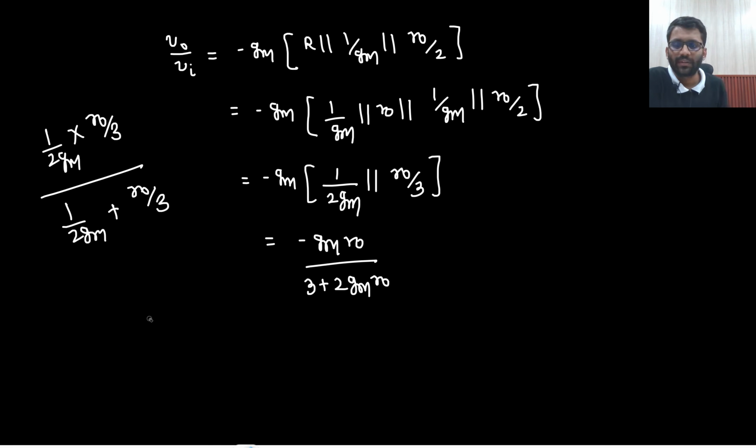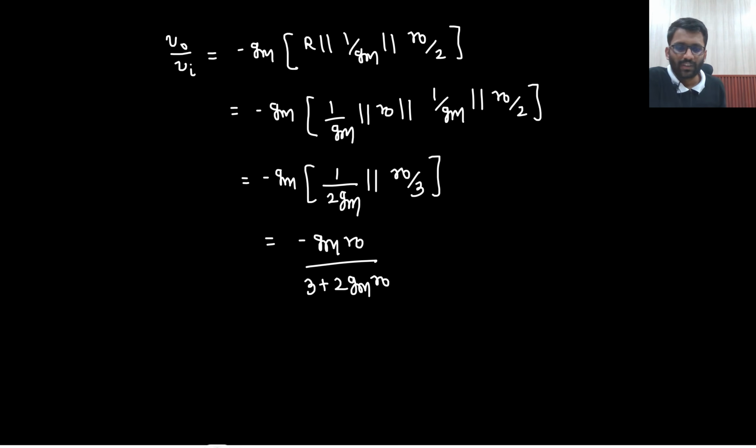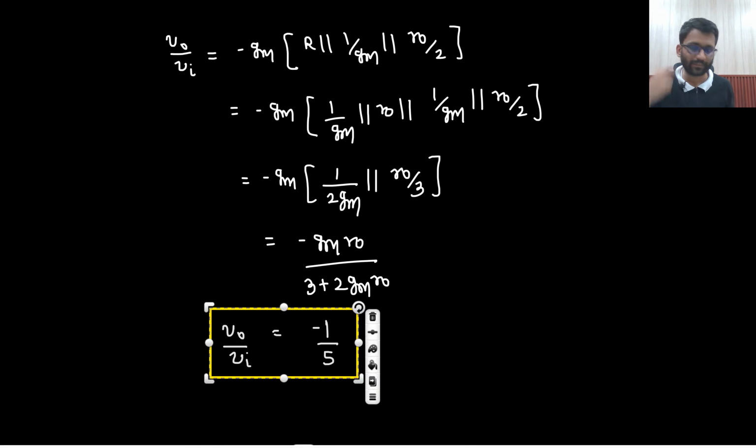Well and good. No issue. Yeah, all correct. So what is Gm R0? Gm R0 is 1. So minus 1 by 5. That's it. This is your voltage gain. This is the voltage gain we are having. Okay then.